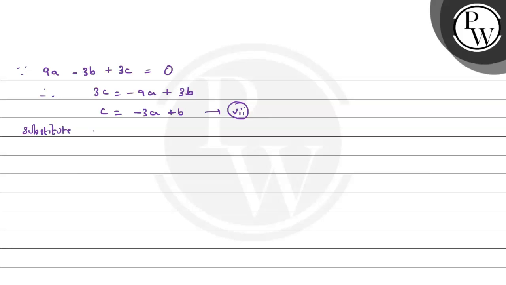Now since equation 5 says we have 9a minus 3b plus 3c is equal to 0, therefore we have 3c is equal to minus 9a plus 3b, that is c is equal to minus 3a plus b. Let's call this equation 7. Now substitute equation 7 in equation 4.